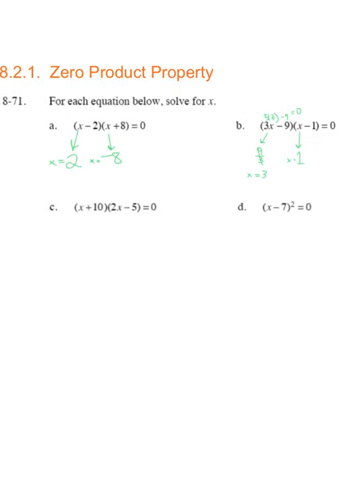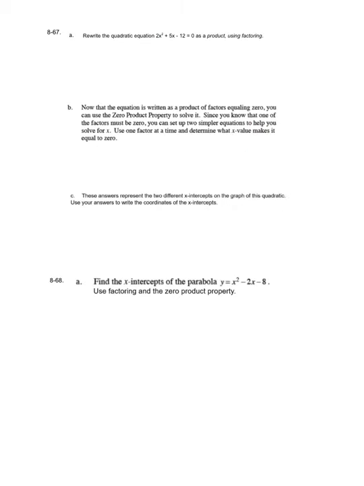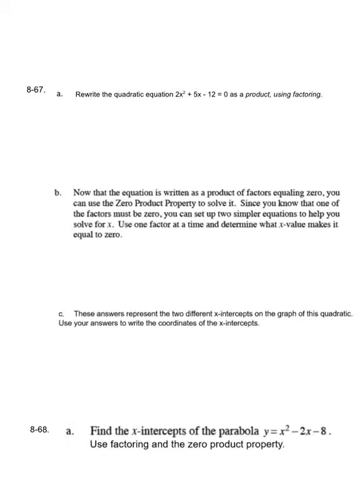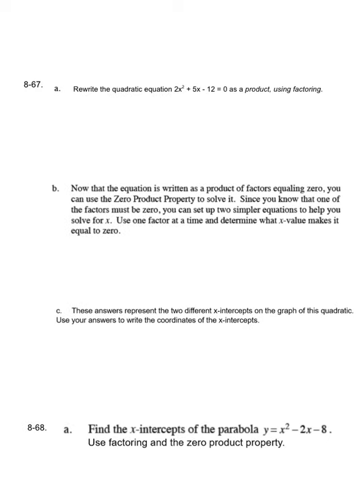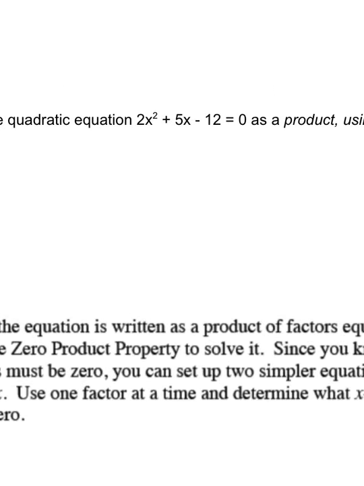So you can try these last ones, figuring out what the x would be to get to 0. It's called the zero product property. Now, how do we use that to help us mathematically? Question A, rewrite the quadratic equation as a product using factoring. When you hear that word factoring, you should think, is there any number that all the terms can be divided by?